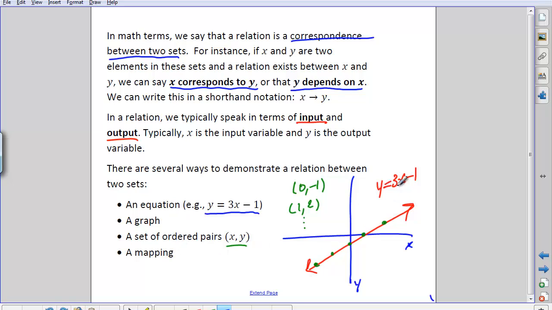We could take an equation, draw a graph of it, get some ordered pairs from it, and then make a mapping. And it's all the same relationship, just shown in different ways.